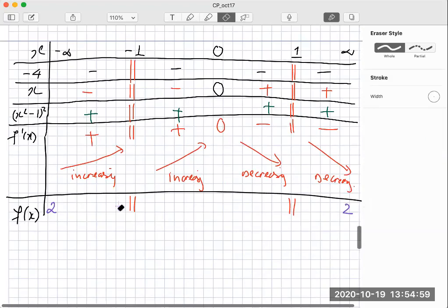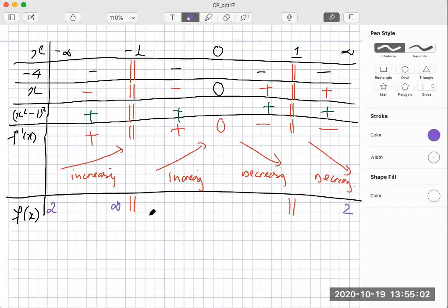And from the right side of -1, it is negative infinity, right? And a similar story at 1, here it is negative infinity. And from the right side of 1, it is positive infinity. Okay. That is the value of f of x.